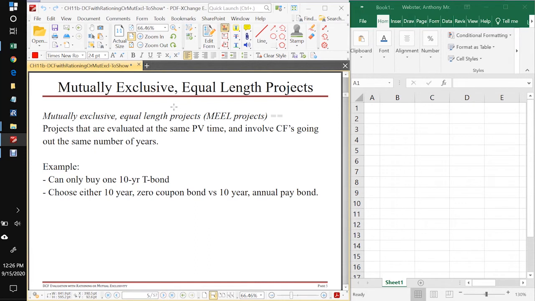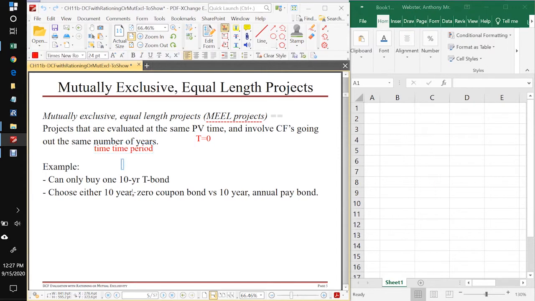And the first type of projects that I want to focus on is mutually exclusive equal length projects, which are called for short MEEL projects. So these are mutually exclusive projects that are evaluated at the same PV time, the same T equals 0, right? And they involve cash flows going out into the future for the same number of years, or we could say, if we didn't want to work with years, the same time period.